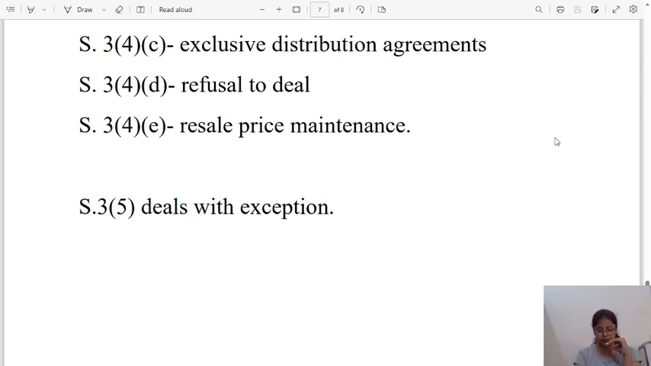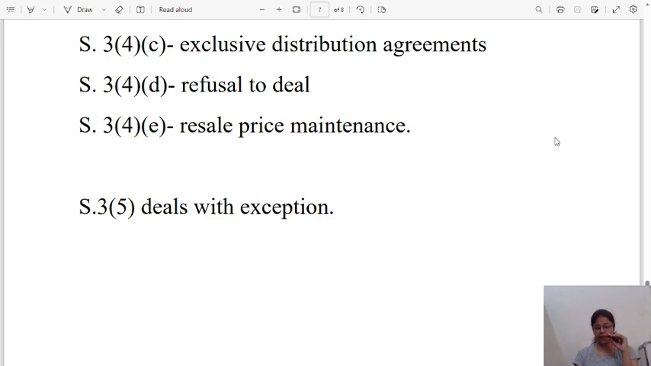5 subclauses were discussed. By reading 3 clause 3 and 3 clause 4, what is the basic difference between horizontal and vertical agreements? Horizontal agreements are presumed anti-competitive and are thus void, while vertical agreements are void only when they cause appreciable adverse effect on competition. This was 3 clause 4.